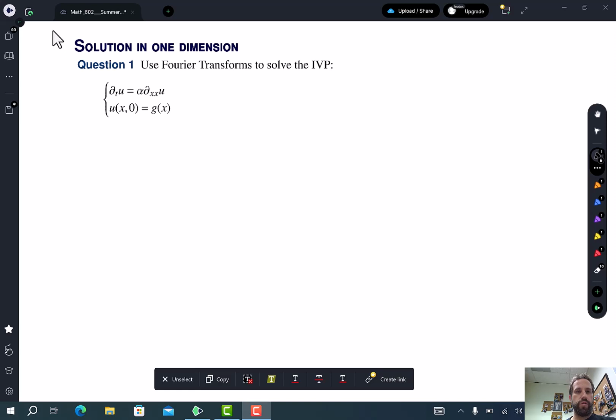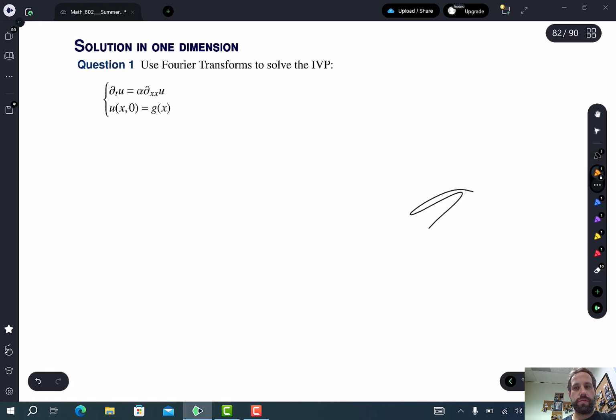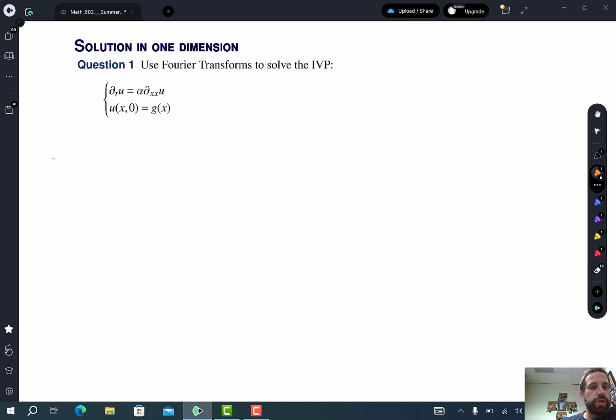Okay, so now we want to use Fourier transforms to solve this diffusion equation. There's nothing really that we're going to do here other than just take Fourier transforms. So I'm just going to begin by taking Fourier transforms of both sides of the equation. When you do that, you get the t derivative of u hat is equal to minus alpha c squared times u hat. Look, this is just a first order differential equation for u in the t variable.